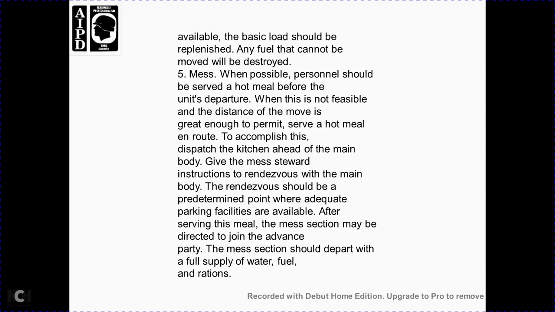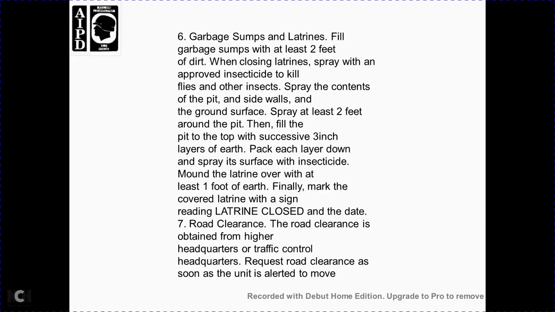Mess. When possible, personnel should be served a hot meal before the unit departs. When it is not feasible, and the distance of the move is great enough, the unit may serve the hot meal en route. They dispatch the kitchen ahead of the main body, giving the mess section the instructions for the rendezvous, where the main body will meet at a predetermined point with adequate parking facilities available. After serving the meal, the mess section may be directed to join the advance party. The mess section should depart with a full supply of water, fuel, and rations.